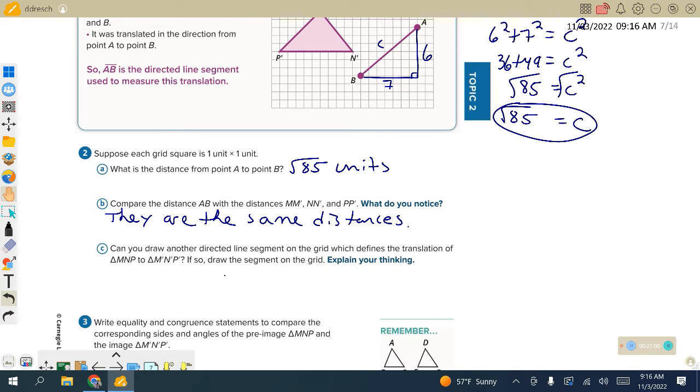All right. So then after that, can you draw another directed line segment on the grid, which defines the translation of triangle MNP to triangle M prime, N prime, P prime? That's a mouthful. Okay, if so, draw the segment on the grid.